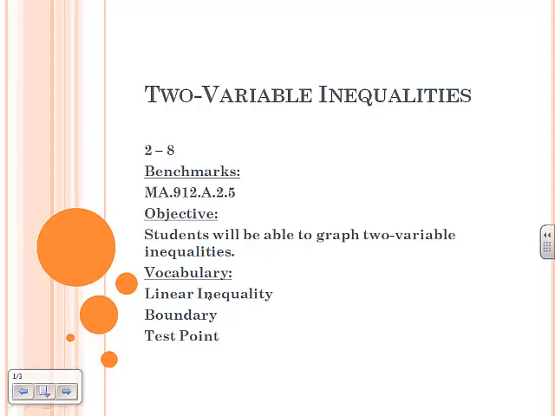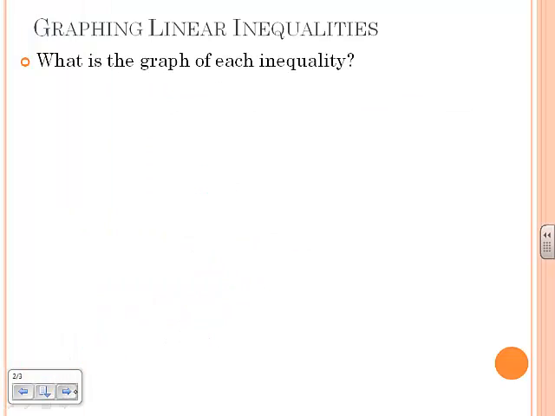The three vocabulary words that go along with this are a linear inequality, a boundary, and a test point. We will be using these vocabulary words to get through the lesson. So let's look at some examples. Graphing a linear inequality. What is the graph of each inequality? Let's begin with this one.